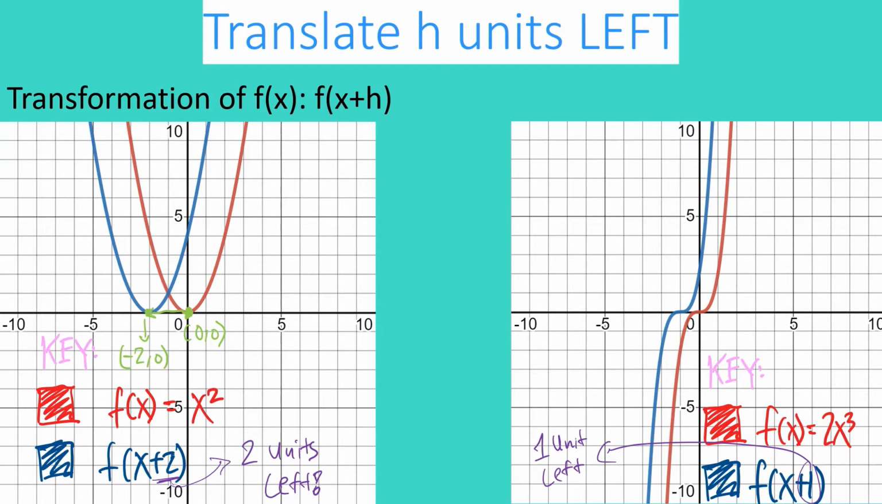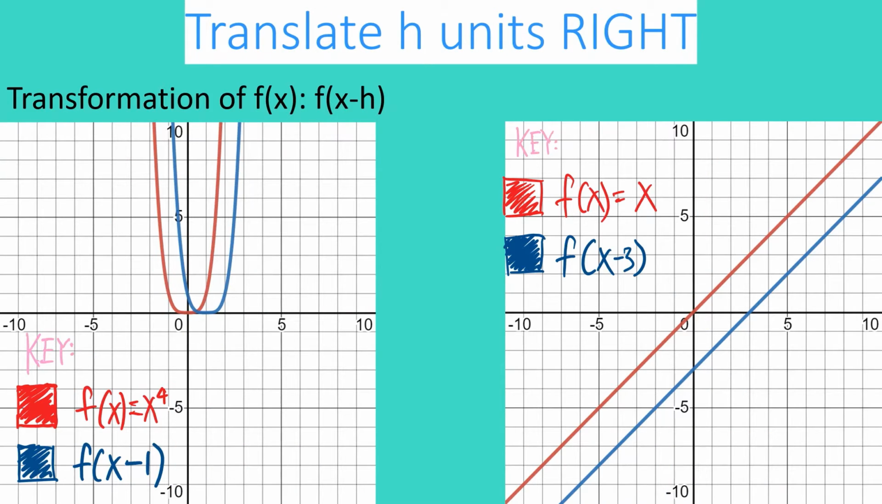Let's look at the origin for our f of x, which is at 0, 0. We move 1 unit to the left, and we get to negative 1, 0. So that shows translating 1 unit to the left. Translate h units right. The transformation of f of x is f(x minus h). Again, we have 2 graphs here, so let's get started.